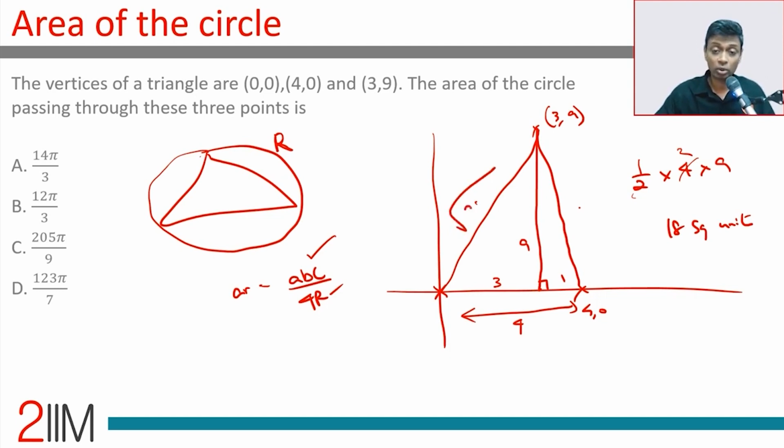We don't know these two, but hey, we know these two because all we've got to do is plug in Pythagoras theorem. Square root of 9 square plus 3 square. Square root of 9 square plus 1 square. This is a complicated question, but not an impossible question. This is root 90, 81 plus 9. This is root 82. This is 4. Bam, we have our answer.